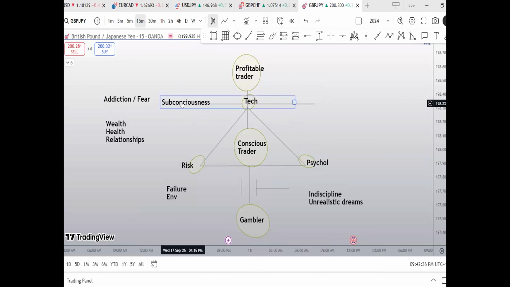So I sat down to look at myself and see, okay, these were the things that actually happened at the time. You see, at this stage a lot of traders quit. Moving from a gambler to a conscious trader, a lot of people quit. Funny enough, a lot of persons quit even from this point, becoming a conscious trader with knowledge of technical analysis, risk, and psychology. A lot of persons still quit moving from this point to a profitable trader.